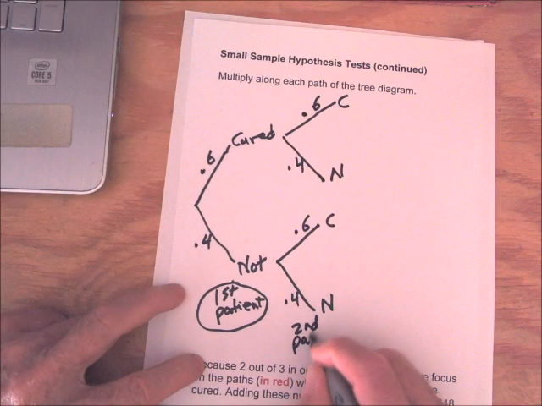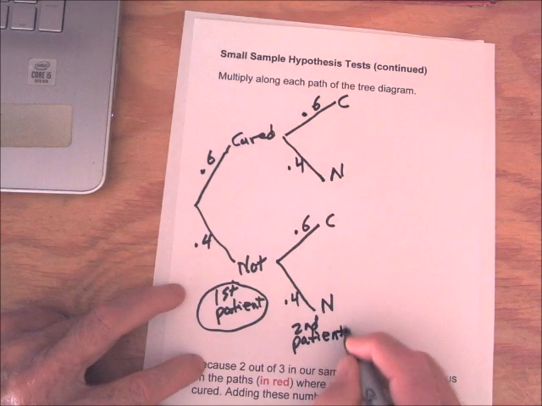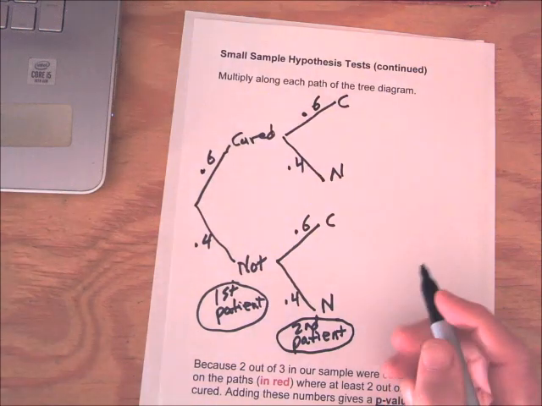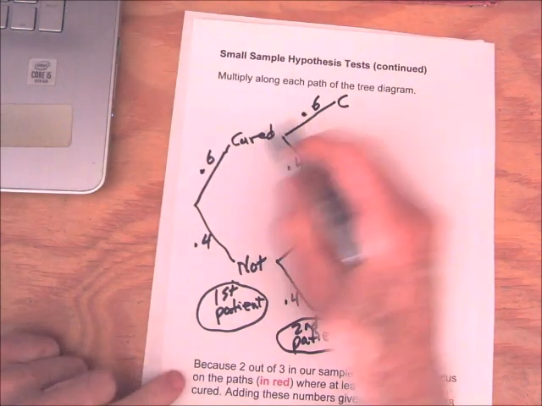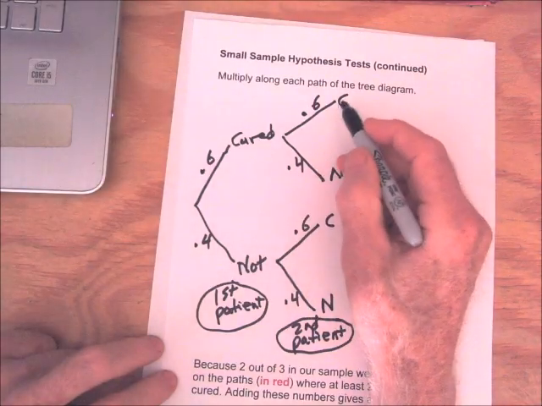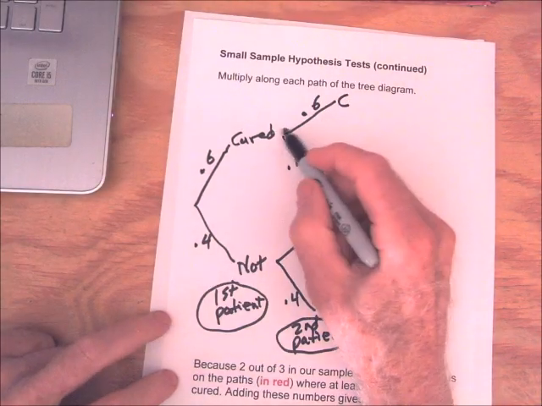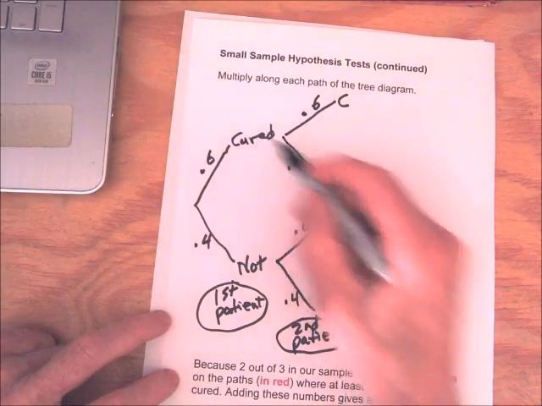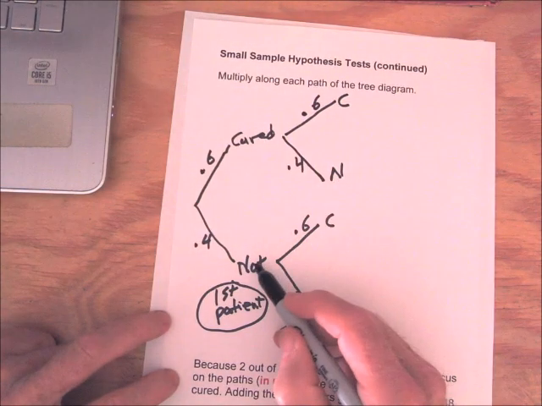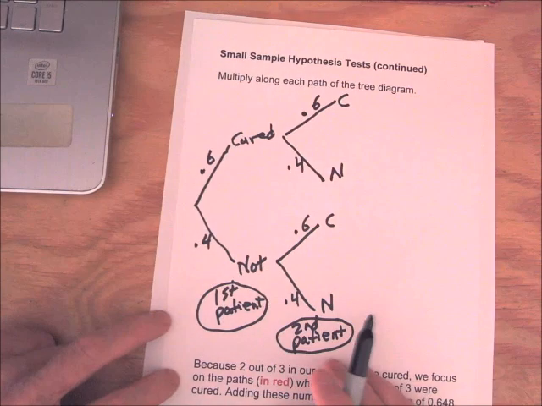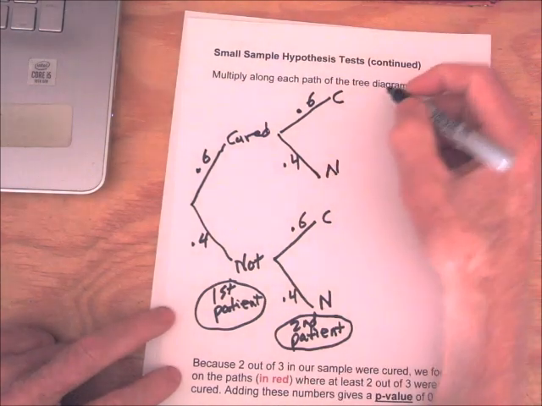Every time you add a patient, the number of paths in the tree doubles. With one patient, we only have 2 possibilities: either the patient is cured or not. But with 2 patients, now we have 4 possible outcomes. They could both be cured. First patient is cured, the second not cured. First patient not cured, the second cured. Or they're both not cured. So there are 4 possible paths in the tree.